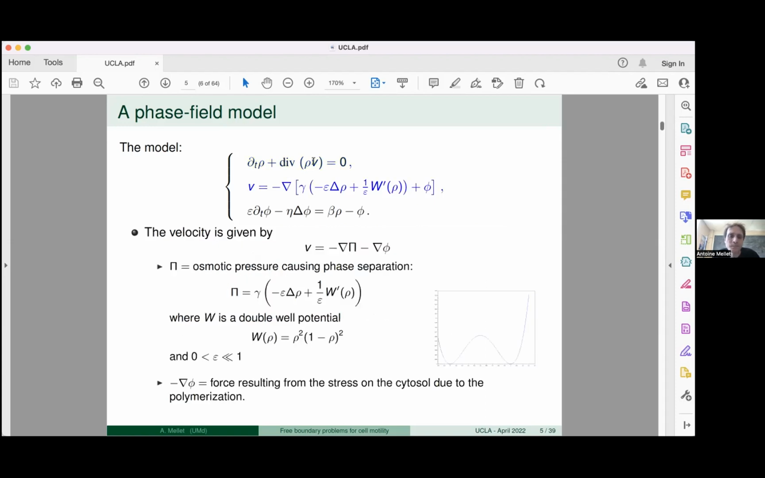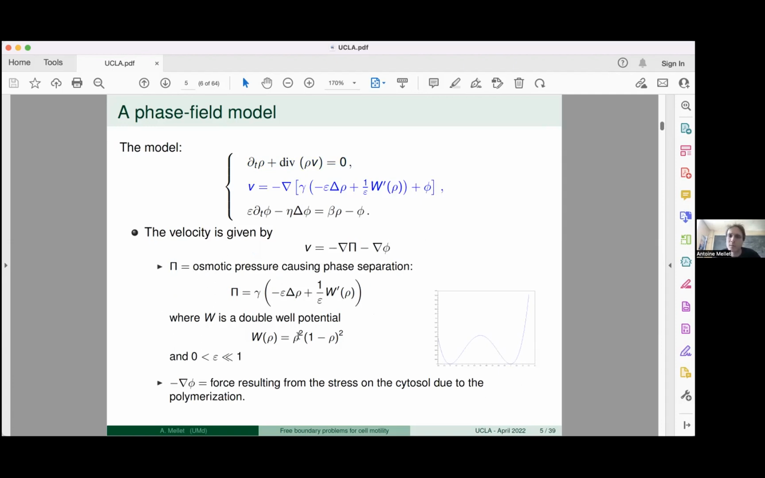And v is the result of two things. So one is what they call osmotic pressure. It's something that keeps the cell together. It's this typical pressure that you see, right, coming out of Allen-Cahn or Cahn-Hilliard equation. We know that this is going to give rise to some kind of surface tension.